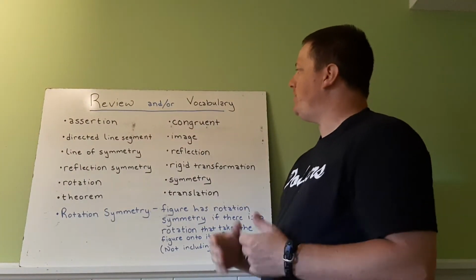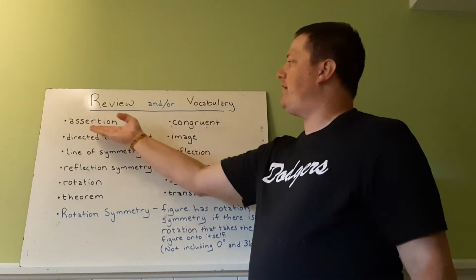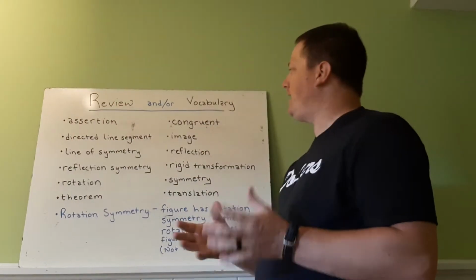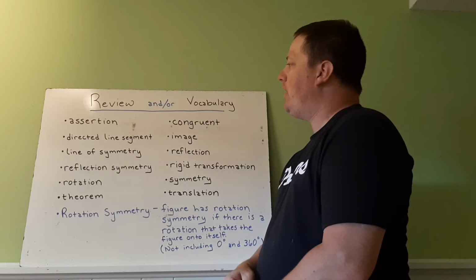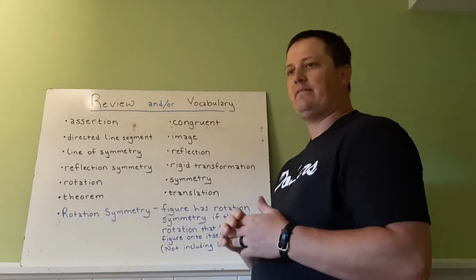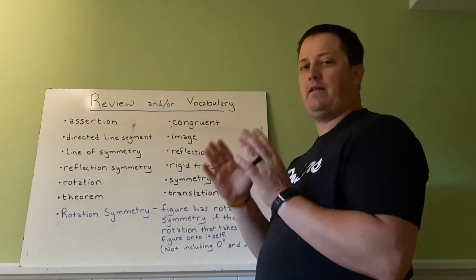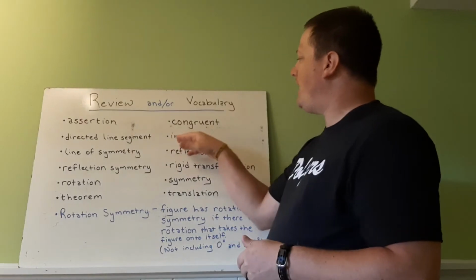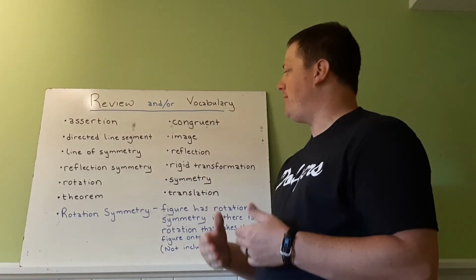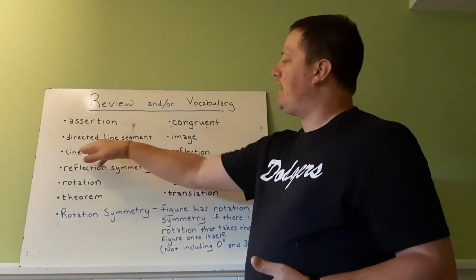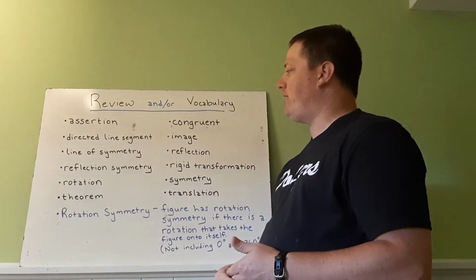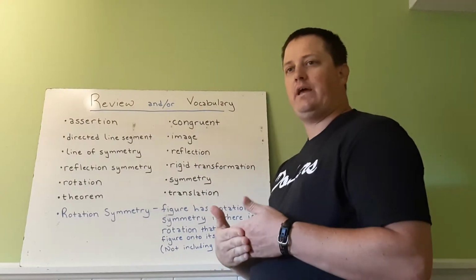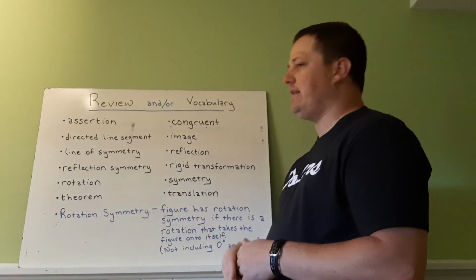All right, some review and new vocabulary. So we have assertion, a statement that hasn't been proven yet. Congruent is anything that's equal to something else. A directed line segment, remember, that's a line or a segment giving a specific distance and direction in which you would translate something. Image is the new picture that is made when you transform. Line of symmetry is a line that can be drawn down or across or diagonally through a figure, and if you fold it, they fold right on top of each other, making the two sides equal.